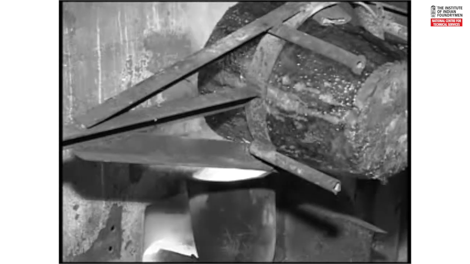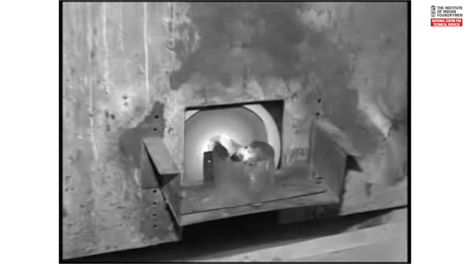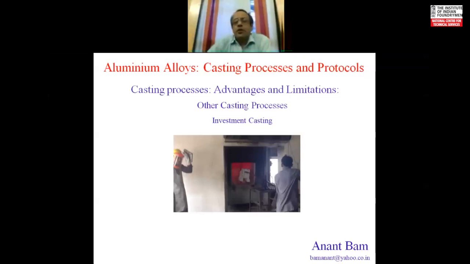In case of centrifugal casting, everybody knows that cylindrical shape components can be easily cast, and it is applicable for any liners or rings. I have seen only two foundries producing aluminum castings by centrifugal means, and that's a very, very typical application. Investment casting.